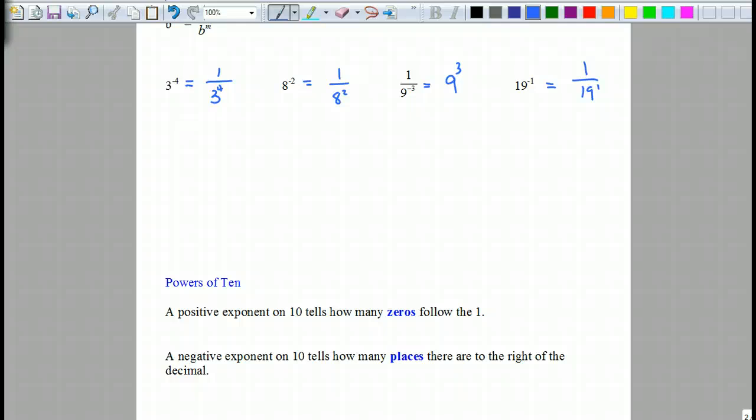So then we have powers of 10. A positive exponent on a 10 tells us how many zeros follow it. For example, if I have 10 to the 5th, how many zeros am I going to have after this 1? 5. 1, 2, 3, 4, 5. Okay?